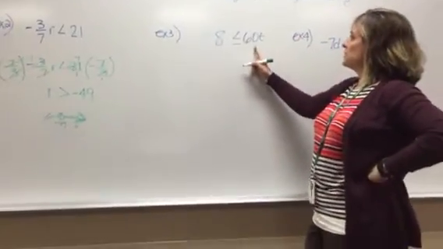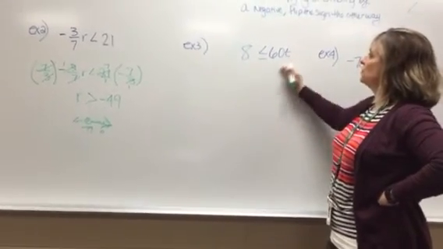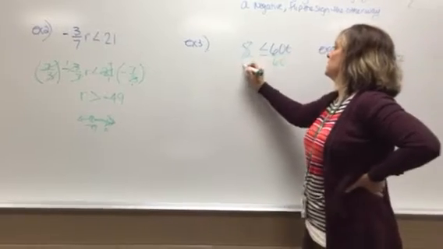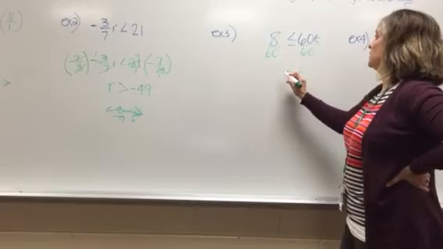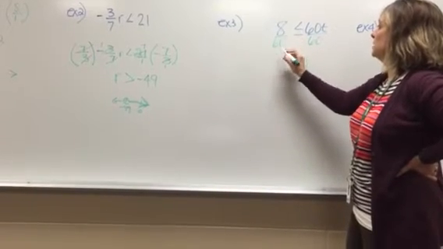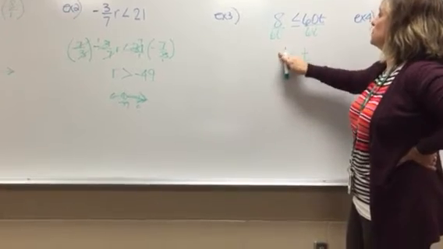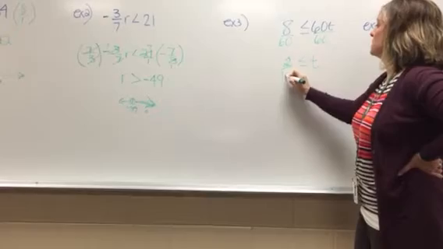8 is less than or equal to 60t. What do I do? t is being multiplied by 60. There's no addition or subtraction I have to worry about. I'm going to divide by 60 on both sides. t is greater than or equal to 8 divided by 60. 8 goes into 60. Let's see, we can reduce it. We can reduce it by 4, 2/15.